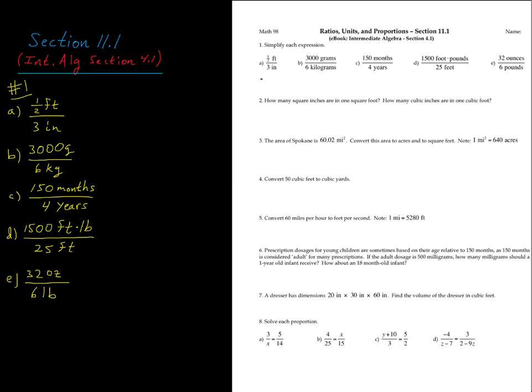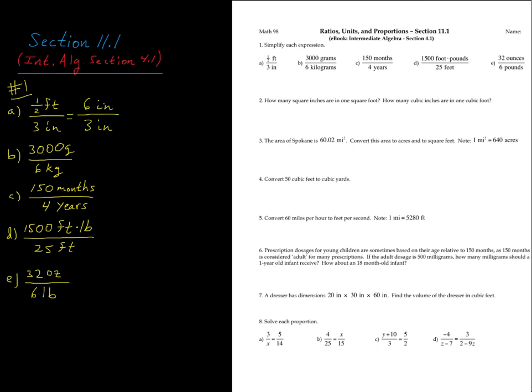Alright, so let's start by looking at problem number 1. It says to simplify each expression, and here you notice there are units attached with all these various quantities. Starting with A, we're asked to simplify 1/2 of a foot divided by 3 inches. Since there are 12 inches in a foot, 1/2 a foot would just be 6 inches. I'm going to leave the 3 inches in the denominator as is.